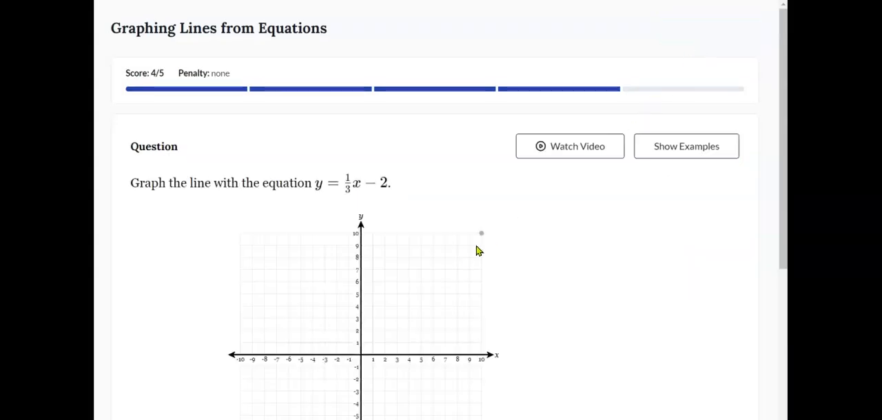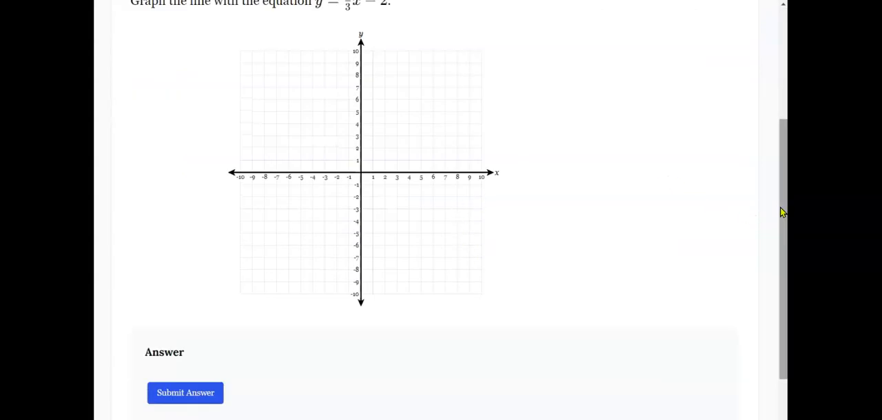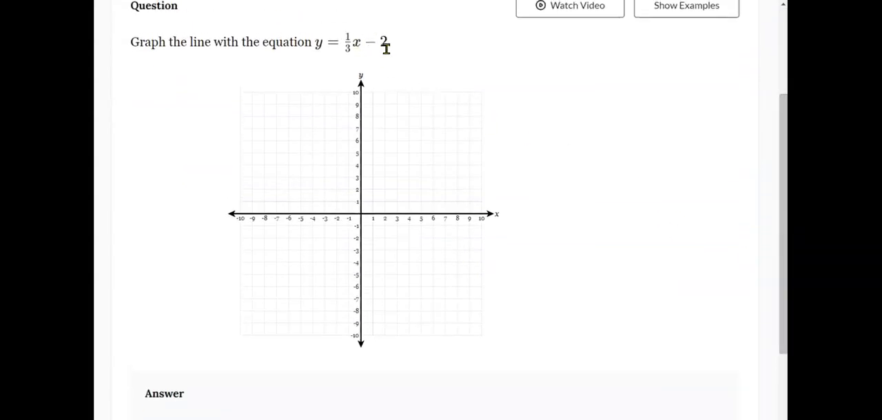Let's try this one more time. The y-intercept is -2, so we're going to click once on -2, and then we're going to travel along the slope, which is 1/3, or 1 along the y-axis and 3 along the x-axis, and click submit.